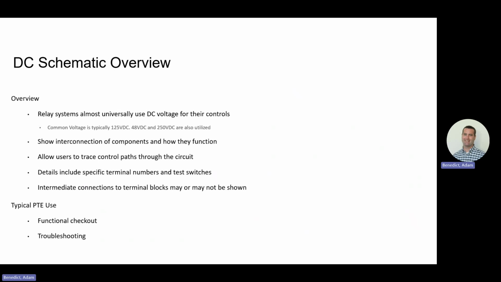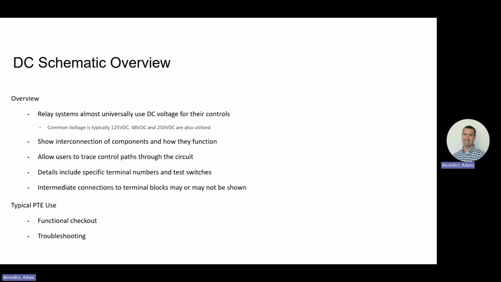All right. So as an overview, relay systems universally use DC voltage for their controls. Common voltages are 125 volts. That's the most prevalent. 48 volts probably coming in close, a distant second, and then 250 is less and less frequent. We show the interconnection of components and how they function. So oftentimes you'll show even the cable number on the schematic. That's not uncommon. But you want to show basically how you're going to wire it, how you're going to interconnect it, and then additionally, you can show the cabling on a schematic.